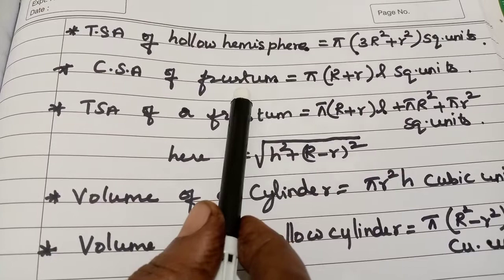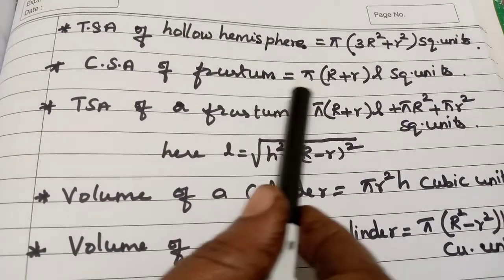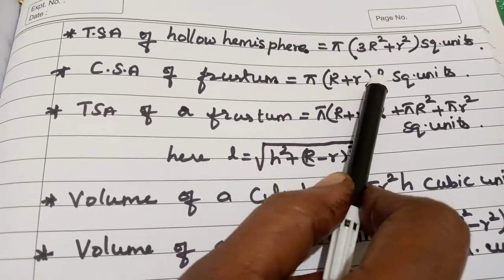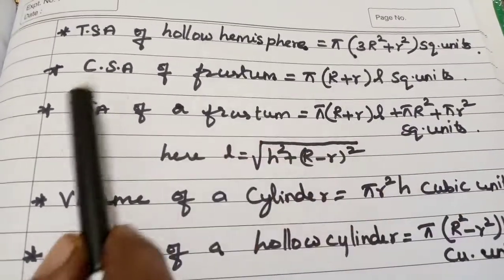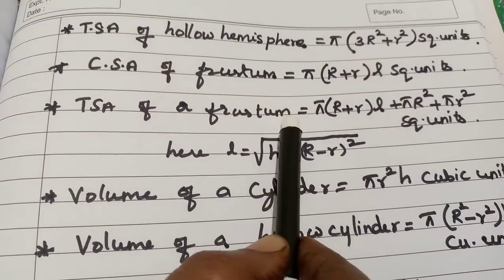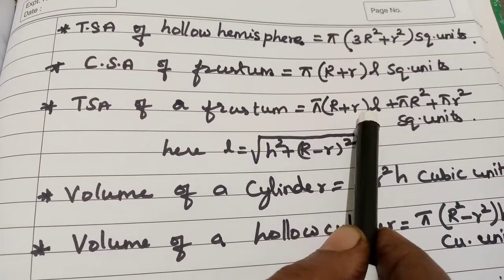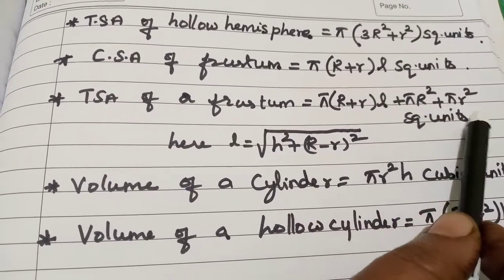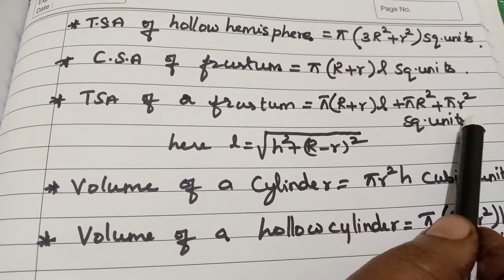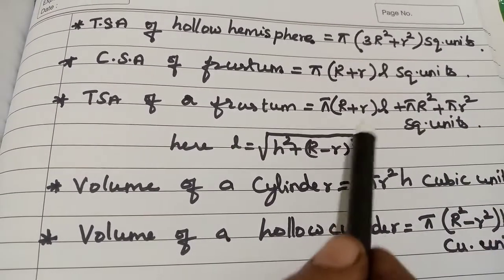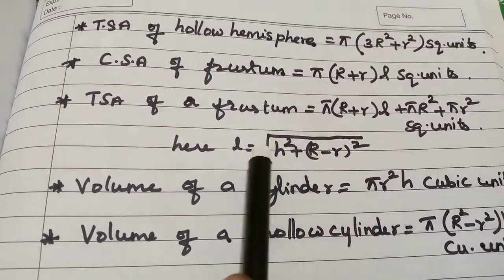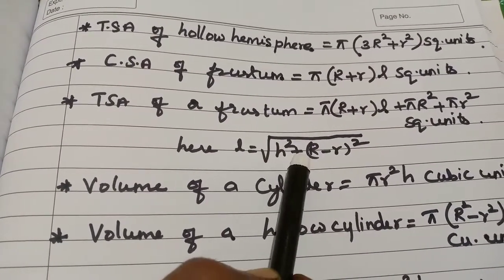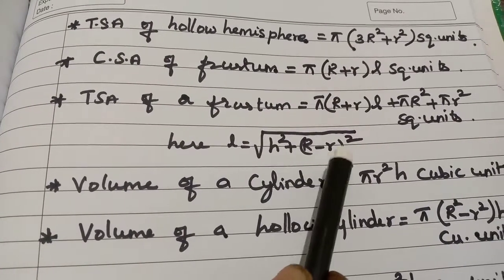Frustum means a bucket. CSA of the frustum is equal to pi into R plus r into l square units. Then TSA of frustum is equal to pi into R plus r into l plus pi R square plus pi r square. Here capital R square, here small r square units. If we need to find L, we have the formula L is equal to square root of h square plus R minus r the whole square.